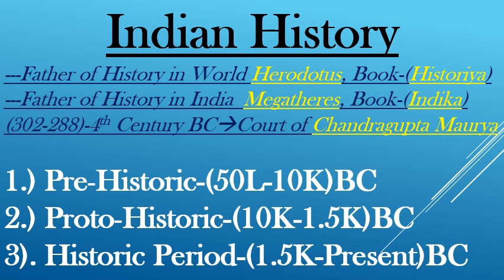So the father of history in the world is Herodotus, but the father of history in India is Megasthenes. He wrote a book, Indica, in a very proper manner, and compiled all the events that occurred during the 4th century BC, at the reign of Chandragupta Maurya.